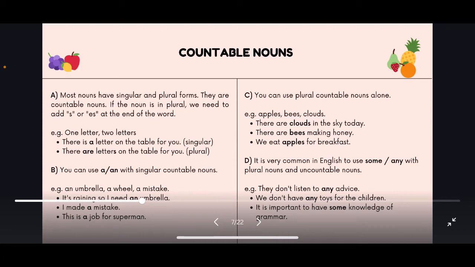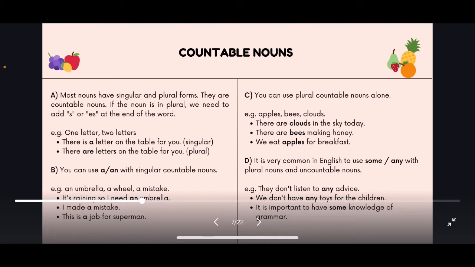Actually, you can use a and an with singular countable nouns. For example, an umbrella, a wheel, a mistake. And here are some examples, like it's raining, so I need an umbrella. I made a mistake. This is a job for Superman. In Spanish, this a and an means uno, okay? That's the reason why we are saying that these are for singular nouns, okay?